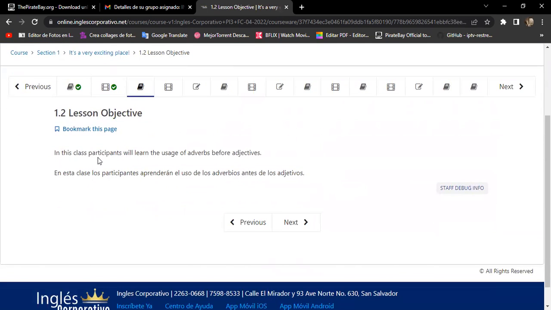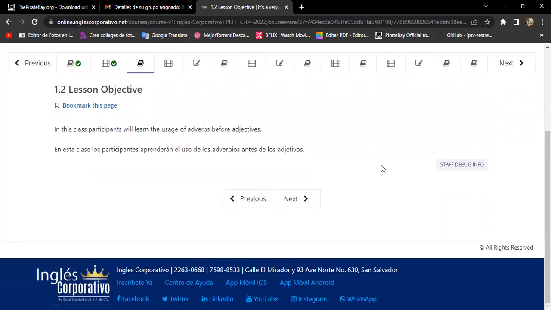In this class, participants will learn the usage of adverbs before adjectives. En esta clase, los participantes aprenderán el uso de los adverbios antes del adjetivo. Vamos a ver.